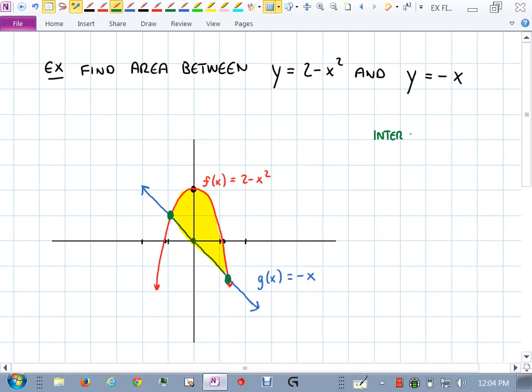The intersection of those two curves you can get by setting them equal to each other, because they're both solved for y, aren't they? Since they're both solved for y, we set the y's equal to each other, which means we set these two equal to each other. So we have 2 minus x squared equals negative x. What type of equation is this? Quadratic, right? That's a quadratic equation right there.